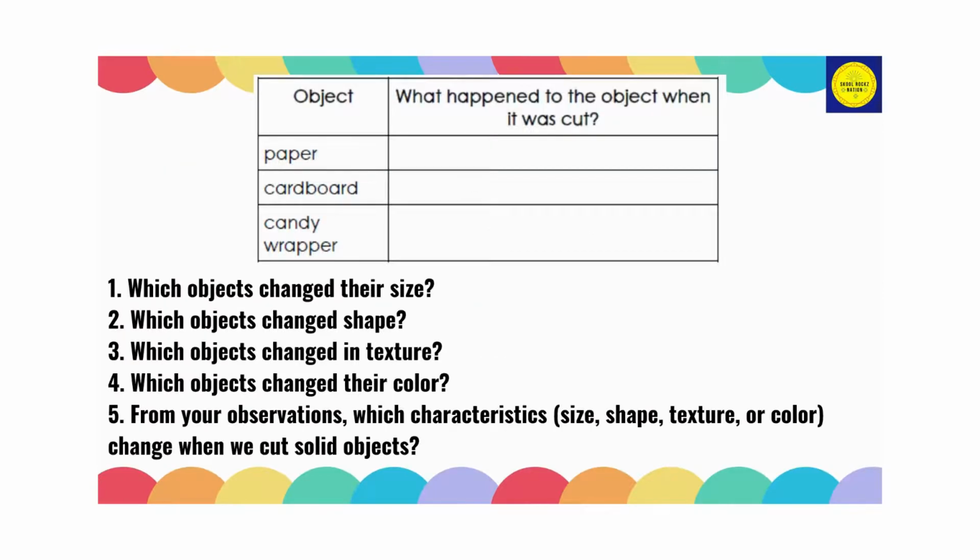Question. Number 1. Which objects change their size? 2. Which objects change shape? 3. Which objects change in texture? 4. Which objects change their color? 5. From your observations, which characteristics, size, shape, texture, or color, change when we cut solid objects?